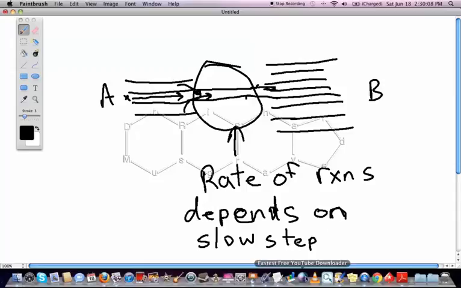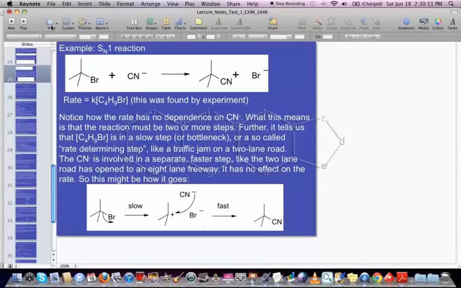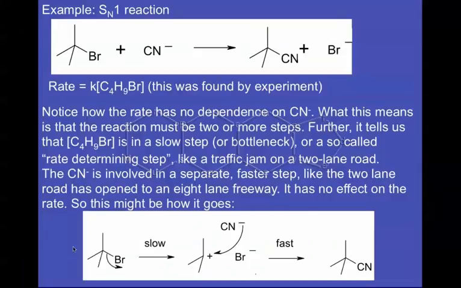Alright, so going back to our example, you can see that because the rate is only dependent on the C4H9Br, we know that that's going to be what the slow step is. So the rate equation will tell us what's going on in the slow step. And I'll say that again, this is really important. The rate equation tells us what's involved or what's going on in the slow step. So the slow step only involves C4H9Br. So that's how they know that the C4H9Br is the only thing that's reacting in the slow step. And then the CN- comes in some kind of faster step at the end.